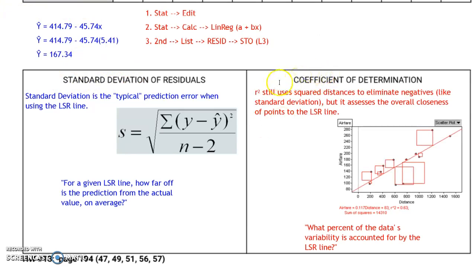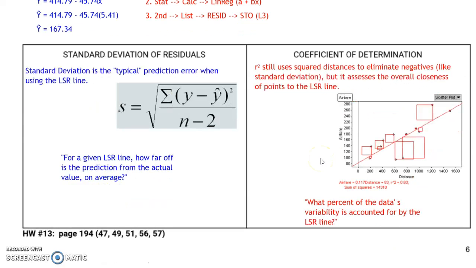Now, coefficient of determination, also known as R squared, which you've seen before in some of the other computer printouts, still uses the squared distances, just like standard deviation, but it's trying to assess the overall closeness of points to the least squares regression line. You can see this picture, and there's an example in the textbook that tells you to go to rossmanchance.com to see this applet, but it answers the question, what percent of the data's variability is accounted for by that LSR line, by the least squares regression line? So if your R squared value is, let's say, for example, 65%, that means that 65% of the variability is explained by the least squares regression line. So the larger that number is, the better your least squares regression line is.